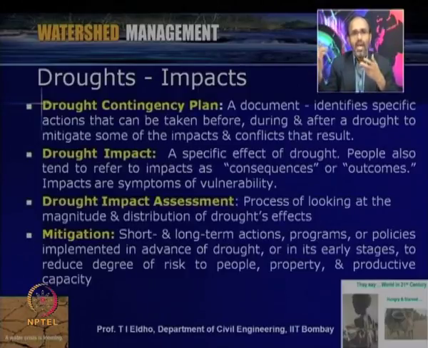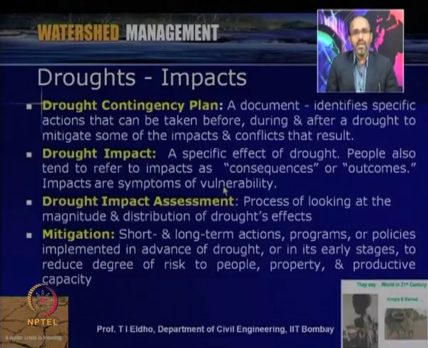So, that way we have to see. So, as I mentioned, drought impacts, say drought impacts a specific effect of drought. So, there can be various types of impacts like economical impact, environmental impact, impact on the human settlement. So, people also tend to refer to impacts as consequences or outcomes. So, when we say drought impact, sometimes we can also call it drought consequences or the outcome of the droughts.